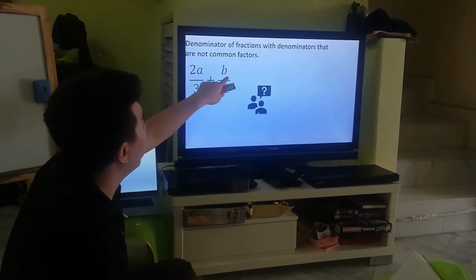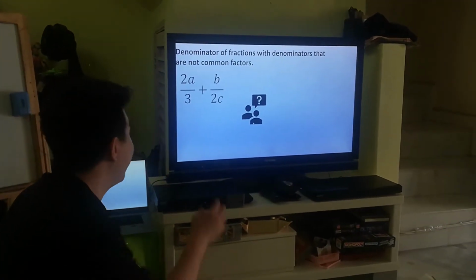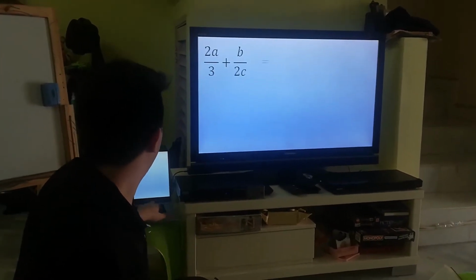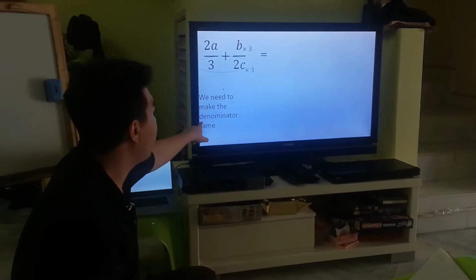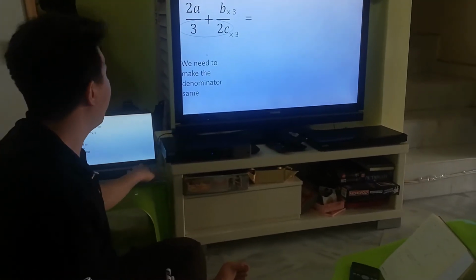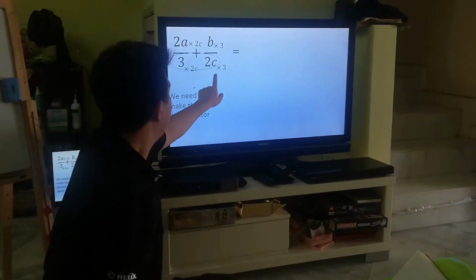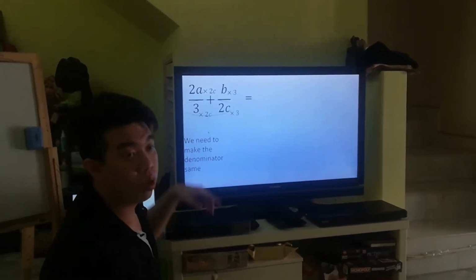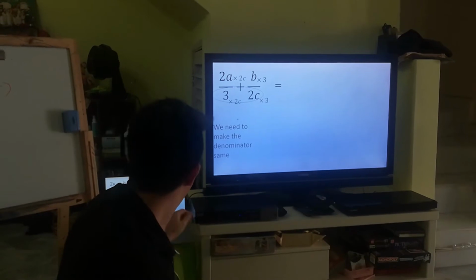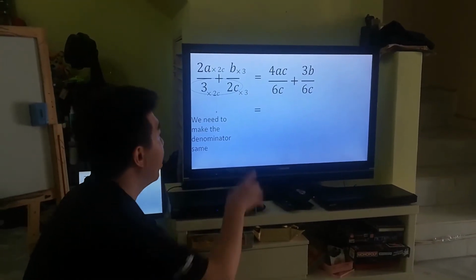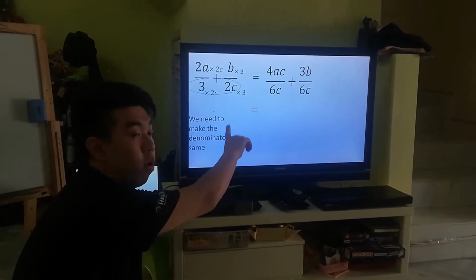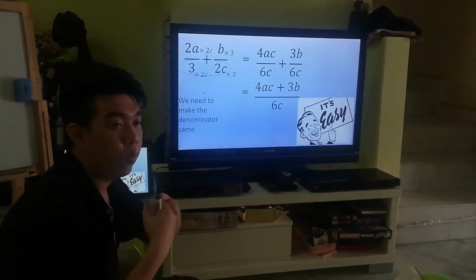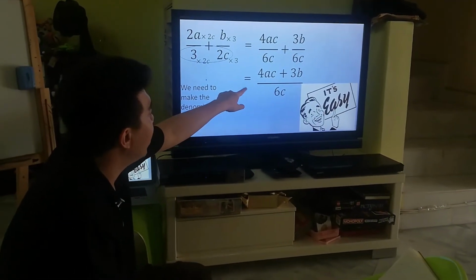Denominators of fractions that do not have common factors means you have to times both sides. To make it easier for you, we make the denominator the same. So we just times the opposite side. See from here? Here we times 3, so all the times 3. This side is 2c, so we times by 2c to make it the same. Let's see. So you get this: 4ac over 6c plus 3b over 6c. So the denominator is the same. Again, we group it together. So the final answer is 4ac plus 3b over 6c. See, it's easy.